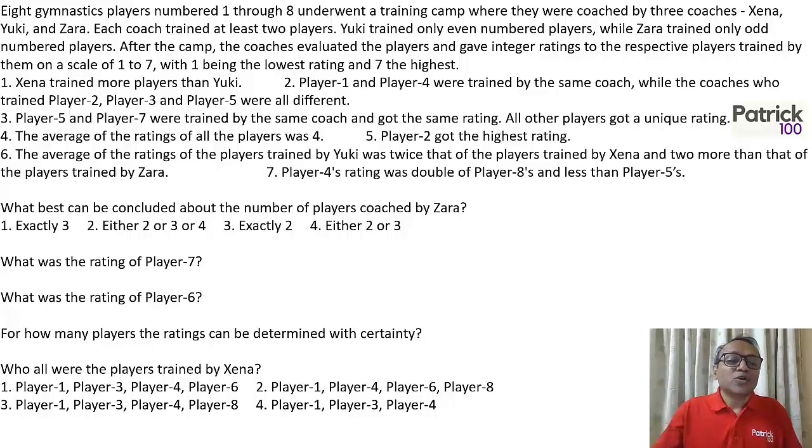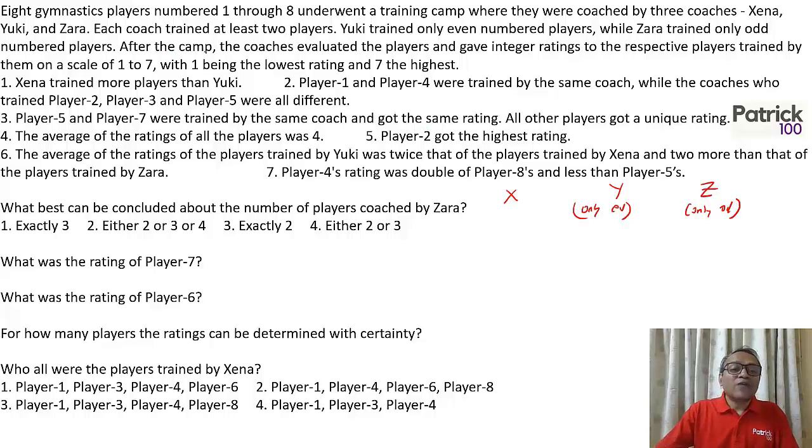So you have 8 gymnasts, 1 to 8, who underwent training camp. 3 coaches. Each coach trained at least 2 players. So basically, we have to classify the players into 3 groups, X, Y, and Z. Yuki trained only even number of players, so write it down. You don't have to read it again, so you write it down. While Zara trained only odd, so only odd numbered players.